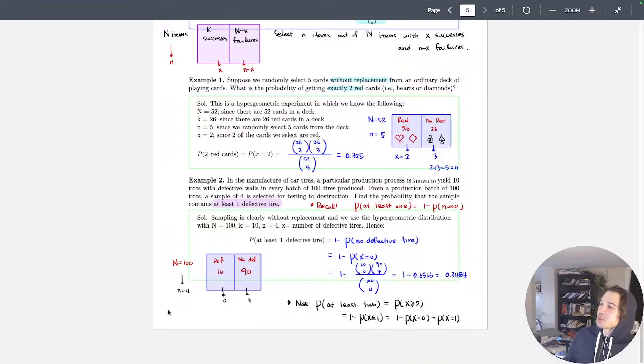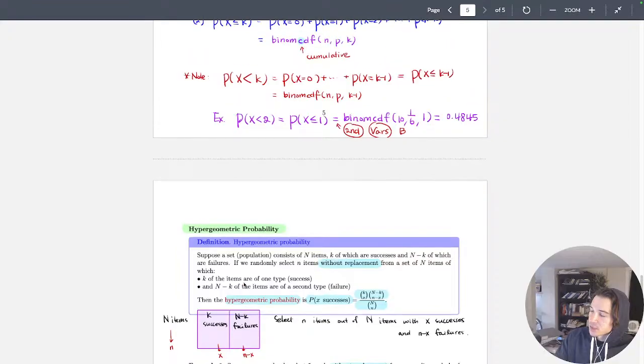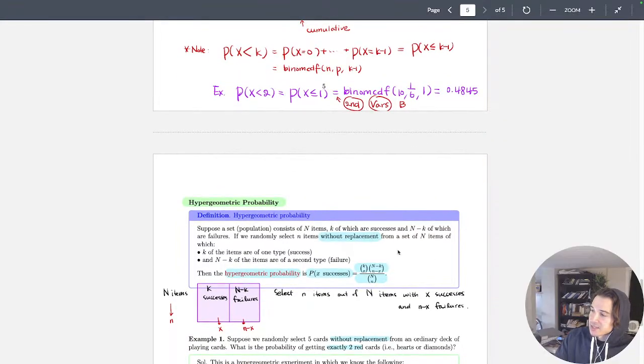Example 1. Suppose we randomly select 5 cards without replacement from an ordinary deck of playing cards. What is the probability of getting exactly 2 red cards? So let's not even cheat. It's no cheating, because we have this right here, which is all we need to know. We randomly select 5 cards from an ordinary deck. So we know that big N here is going to be 52 and little n is going to be 5.